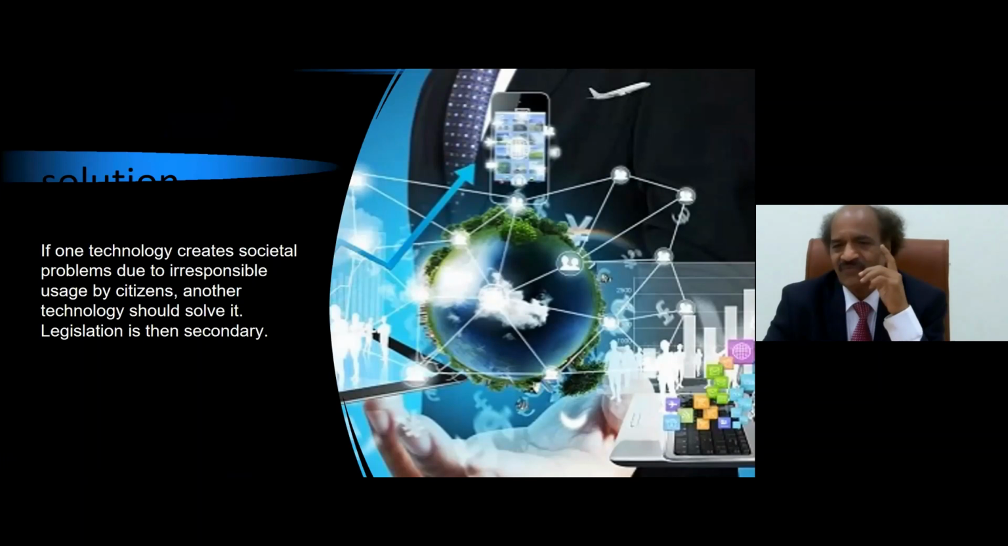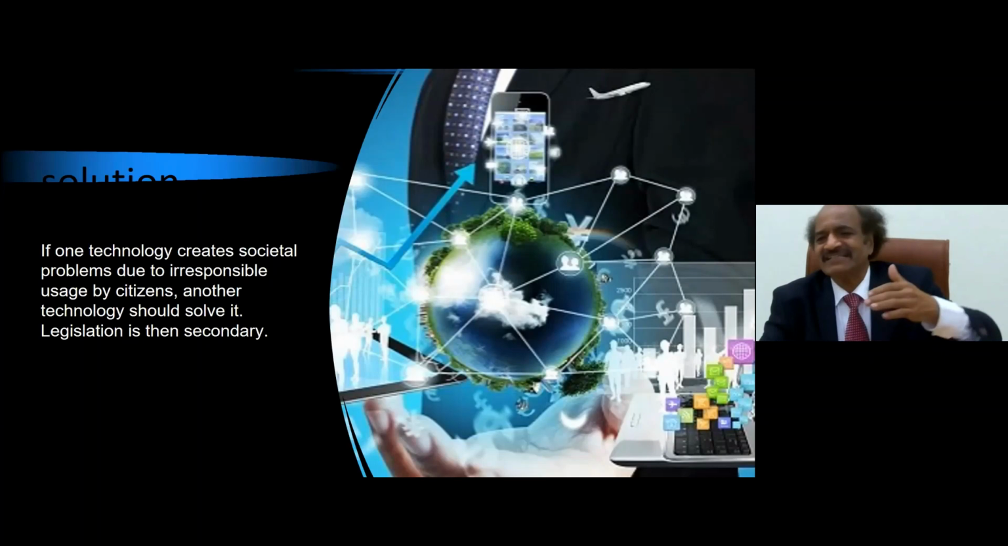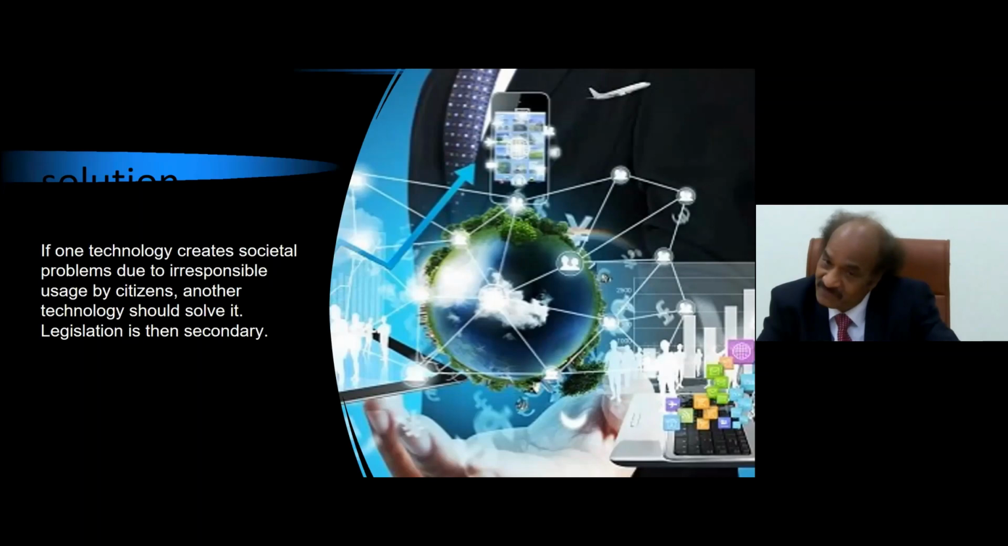If one technology creates a societal problem due to irresponsible overuse by citizens, another technology should solve it. That is what the history of technology is. Legislation is secondary. So my thesis was like this. Plastic pollution done till today is one problem. Plastic pollution likely to be done tomorrow onwards is another. So what is the solution? 80% of the cost is on collection and sorting.